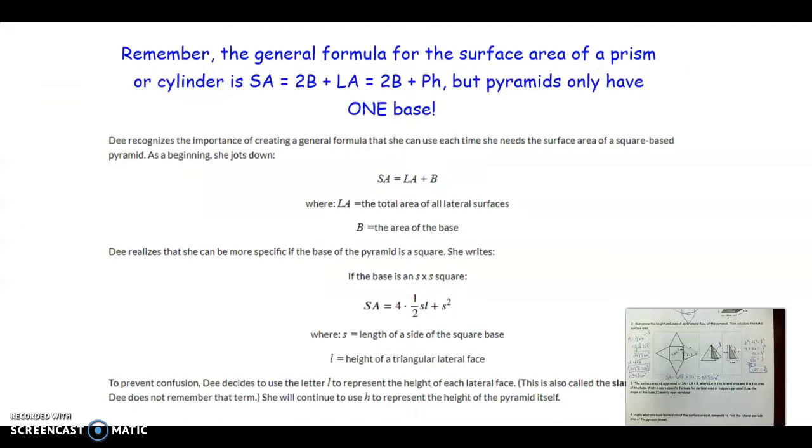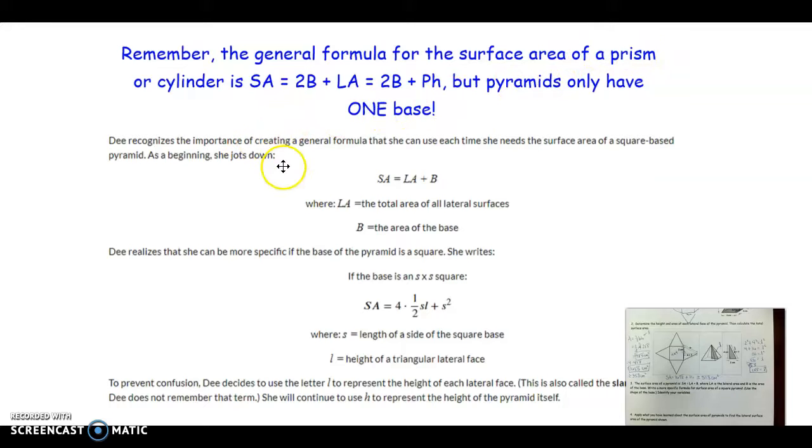All right, so let's continue on in our notes here. So remember the general formula for the surface area of a prism or a cylinder, which is like a prism because it has 2 bases, is twice the base area plus the lateral area. So you have 2 of the bases plus what you have along the sides as the lateral. Or we also found twice the base area plus perimeter times height. But pyramids only have 1 base. So they do not have the same formula that you can use for them that you can for a prism. Prisms have 2 bases, pyramids only have 1.